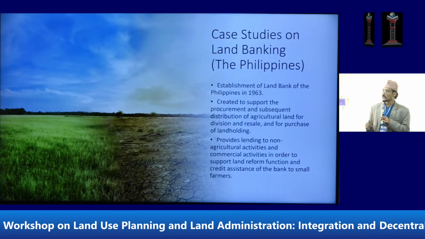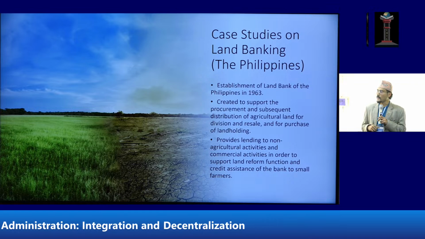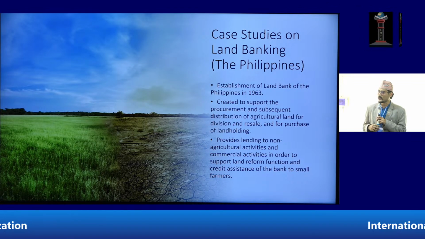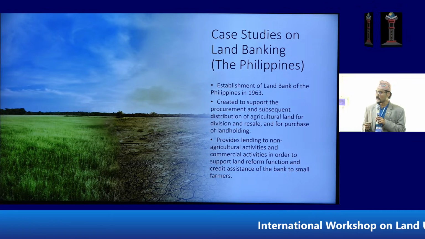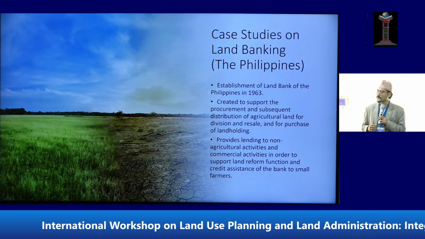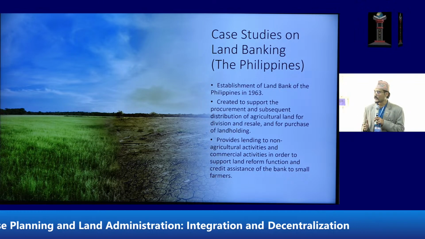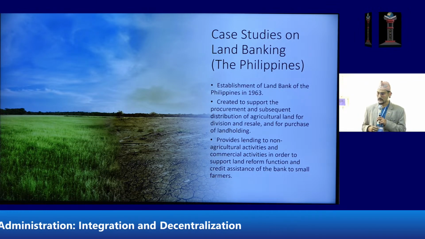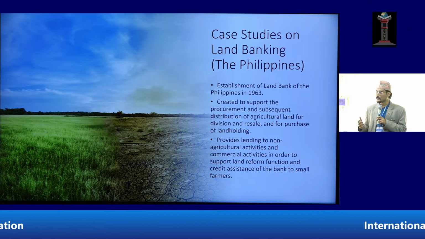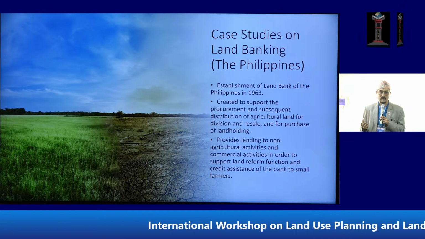And then the next case study was in the Philippines. I think this is the most relevant for our country. It was established in 1963 as the Land Bank of the Philippines. It was created to support the procurement and the subsequent distribution of agricultural land for division and resale, and also for the purpose of land holding. And it is currently providing loans or lending to non-agricultural activities, to support land reform activities, and also to provide credit assistance to small farmers.